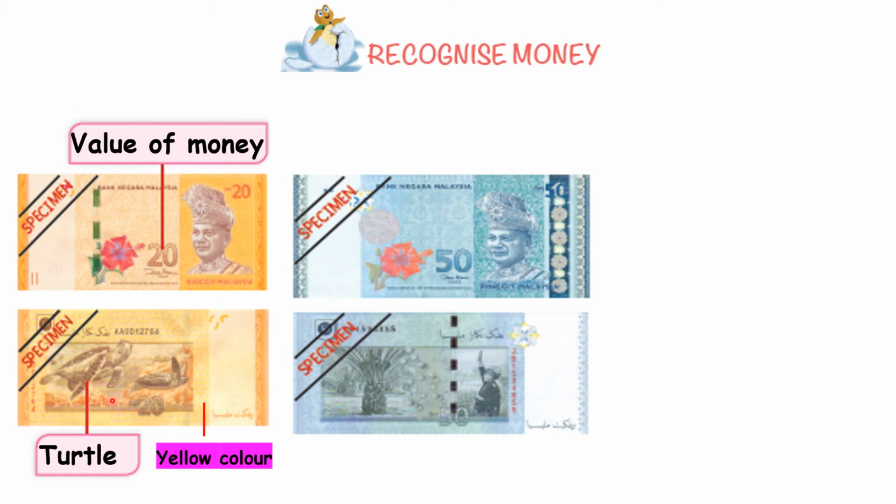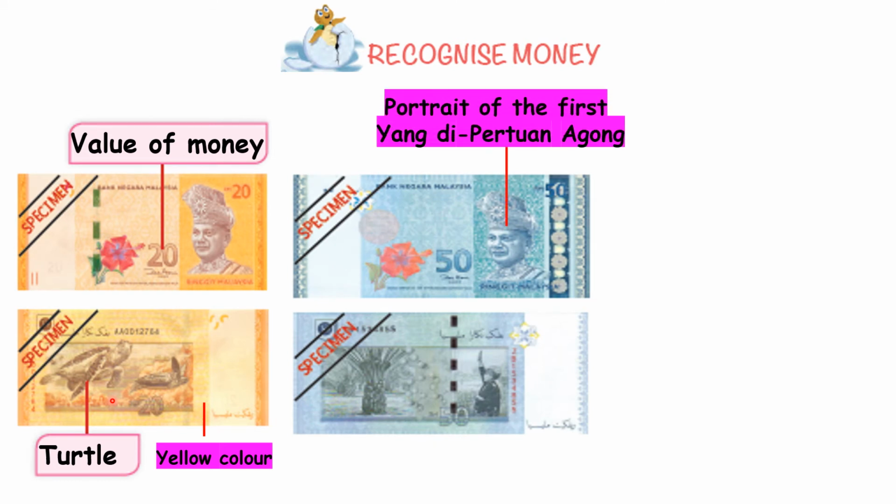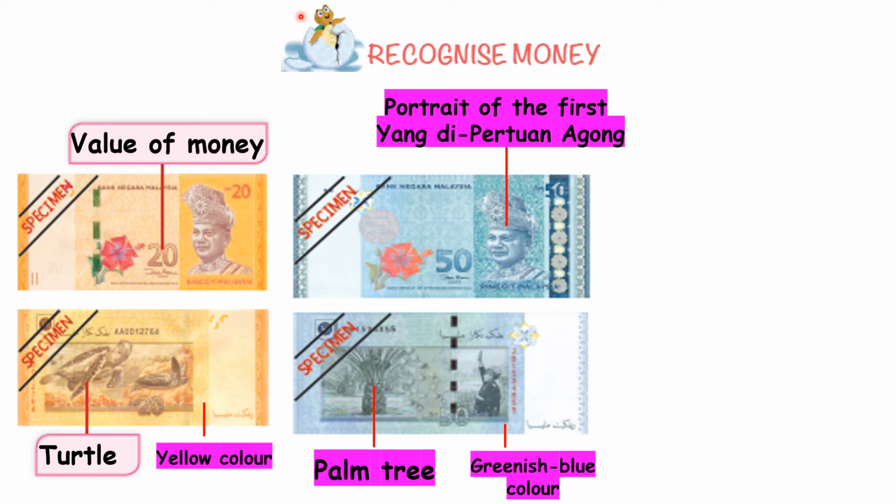Okay, next, 50 ringgit note. As you can see, this is the portrait of the first Yang di-Pertuan Agong. The portrait of the first Yang di-Pertuan Agong also can be seen in other notes of our money: 1 ringgit, 2 ringgit, 10 ringgit, 5 ringgit, 20 ringgit, 50 ringgit, and 100 ringgit. And then this is the picture of a palm tree. The color is greenish blue.